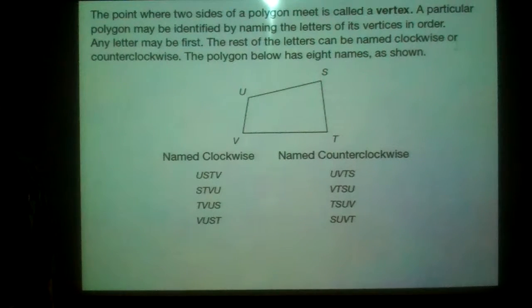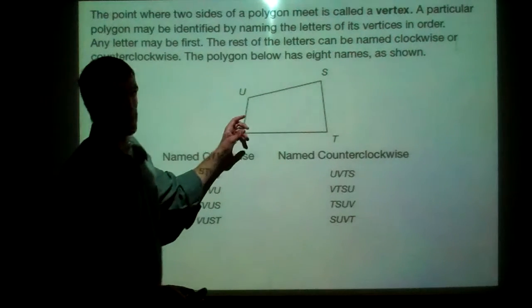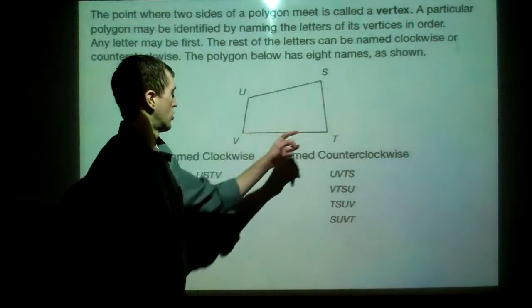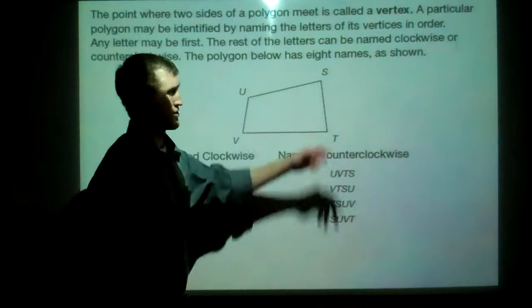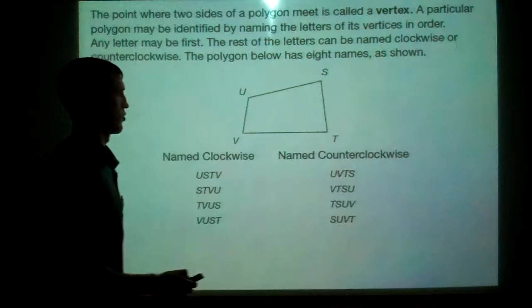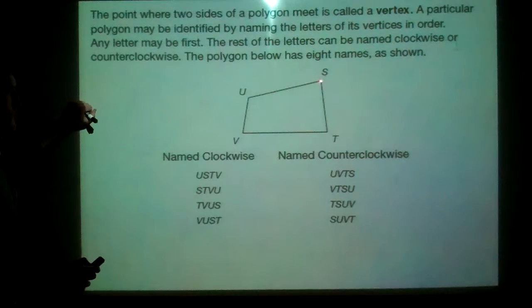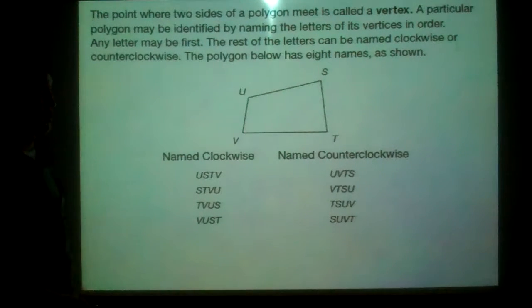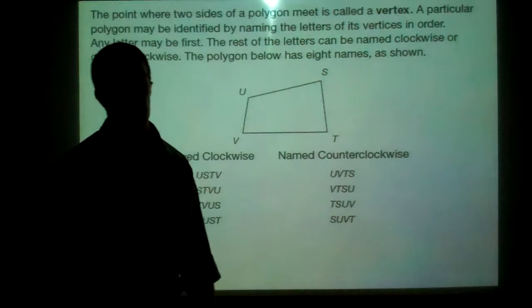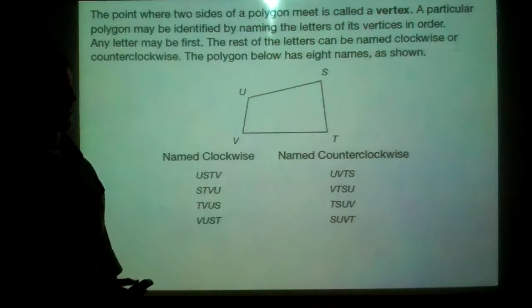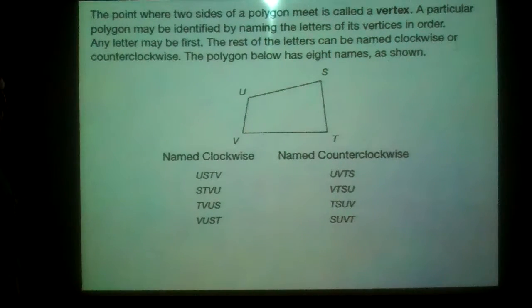We can do this in any order that we want, as long as we're not skipping around. So we can't go U, T, V, S, that wouldn't be okay. We need to make sure we're in order. So if we start at S, we either have to go here or here. So STVU or SUVT. So this has 8 different names that we could use. As long as we're going in order, it's okay, from vertex to vertex. We just can't skip around when we name them. So 8 names for this quadrilateral.